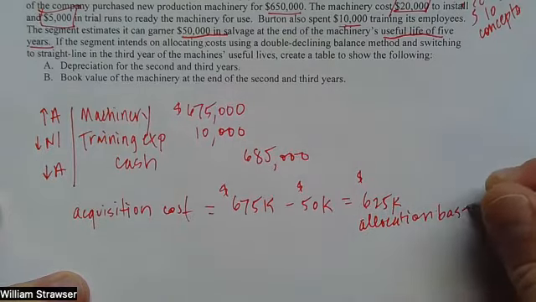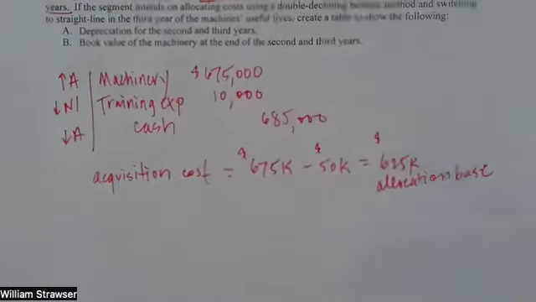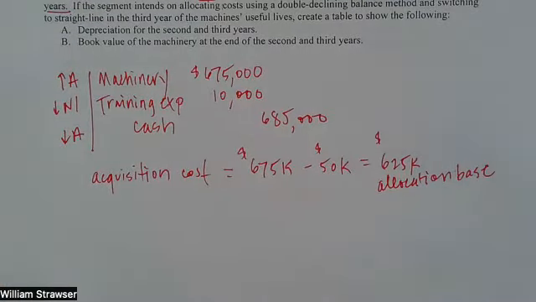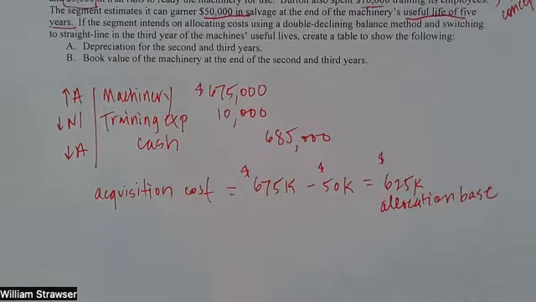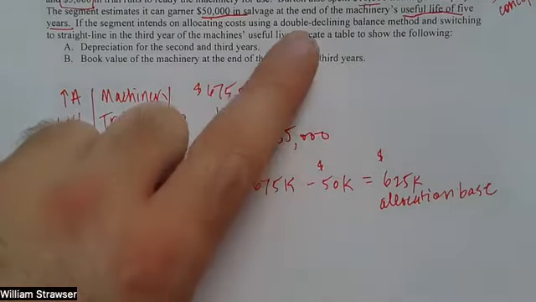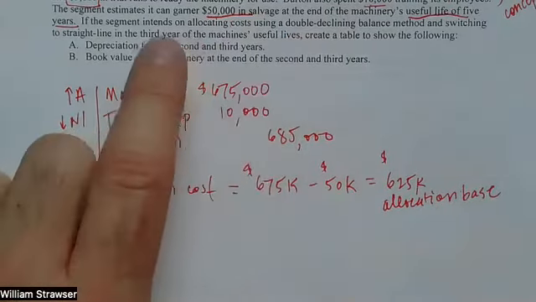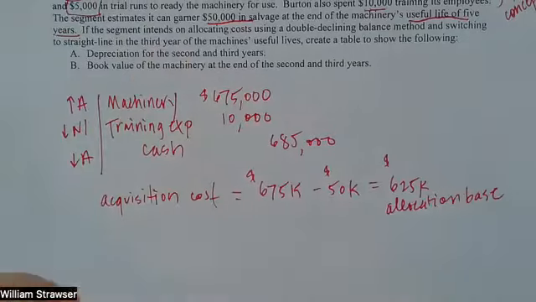So this is the amount of depreciation that I want to recognize over the 5 years. Now, how much of it in any given year depends on the depreciation method. Accelerated methods will recognize more in the first years. Straight line will take it evenly across all 5 years. So this company says they allocate by double declining balance and then switching to straight line in the third year.